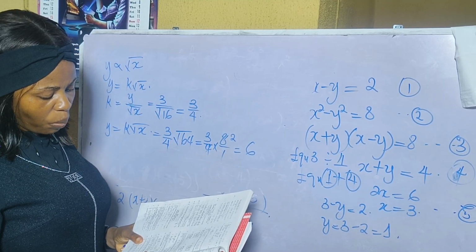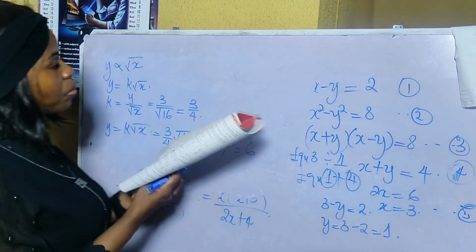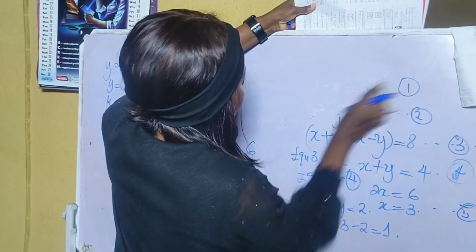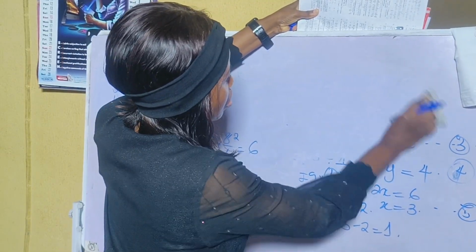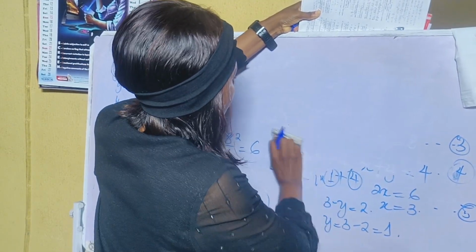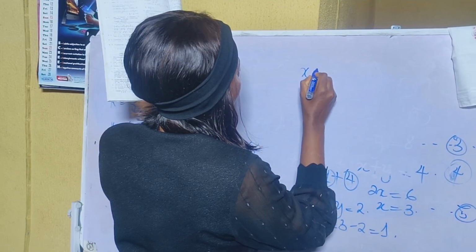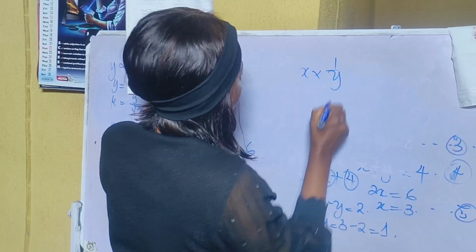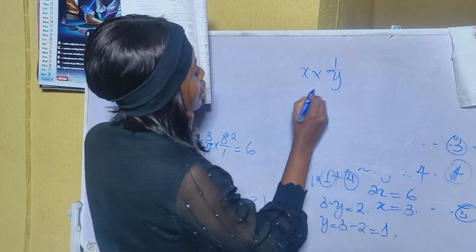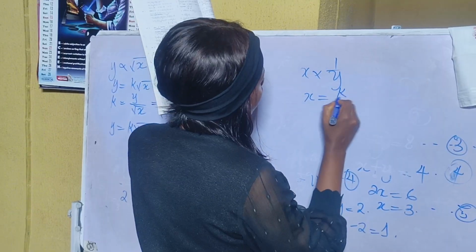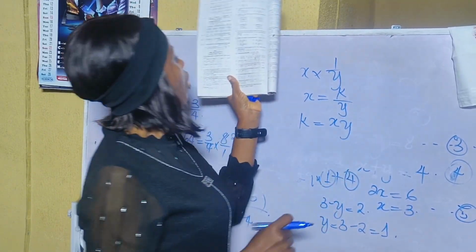Now the next question. If x is inversely proportional to y, this is what we are saying. We are saying that x is inversely proportional to y. So this is saying x is k over y. Therefore, k is equal to xy.